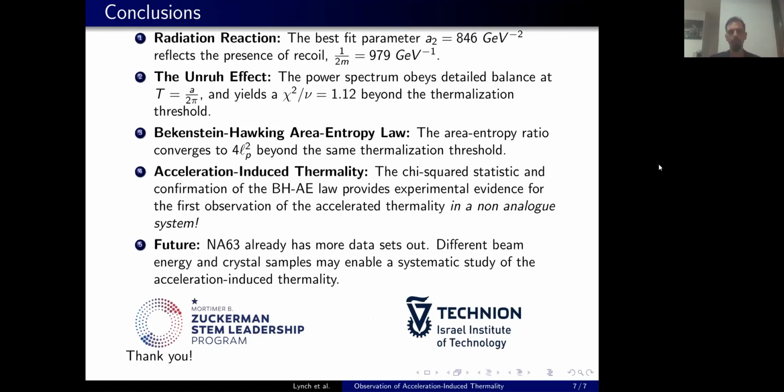To conclude, what we found was the presence of recoil or radiation reaction based off of the best fit parameter of the omega squared term in our energy gap. We found evidence for the observation of the Unruh effect, both in the direct measurement of the Fulling-Davies-Unruh temperature, as well as the chi-squared going to 1 above that hard cutoff at 22 GeV. We also found that the Bekenstein-Hawking area entropy law was satisfied above that same 22 GeV threshold. And so from that is our body of evidence for a potential observation of acceleration-induced thermality.